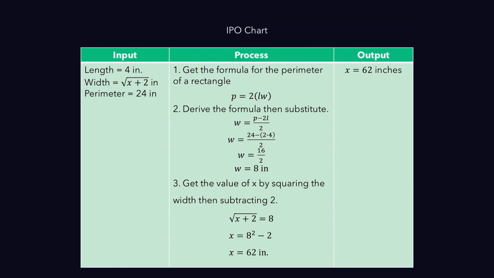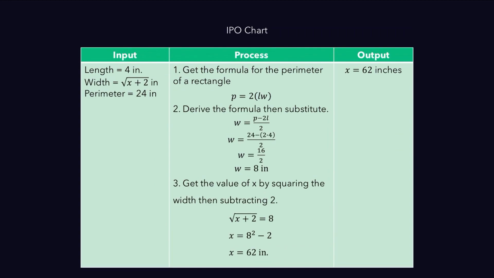Here we have the IPO chart. For the input, we have the given, which is length is equal to 4 inches, width is equal to square root of x plus 2 inches, and the perimeter is equal to 24 inches. In order to solve this problem, we are first to get the formula for the perimeter of the rectangle, which is perimeter is equal to 2 times the quantity of length plus width. Then, we are to derive the width from the formula of the perimeter, then substitute the values.